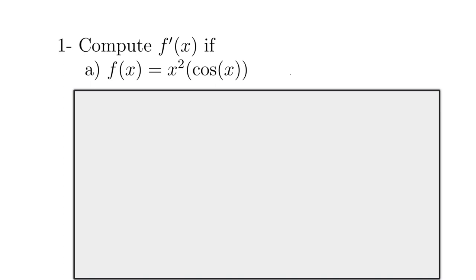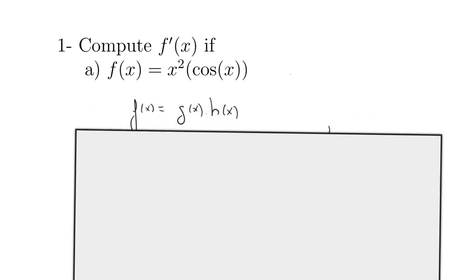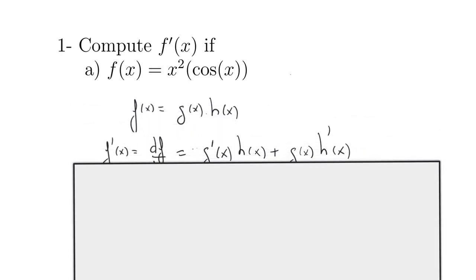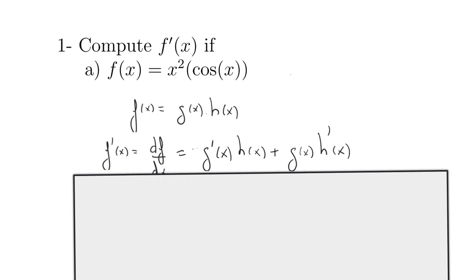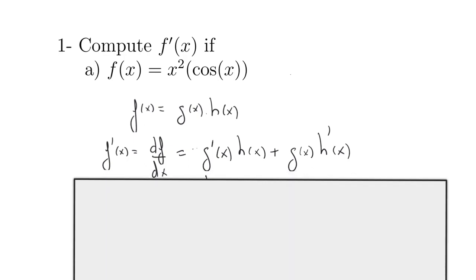So you have two functions here. One function is x squared, the other function is cosine of x, and you have the product of two functions. And when you have the product of two functions, the derivative of the product is the derivative of the first multiplied by the second, plus the first multiplied by the derivative of the second.